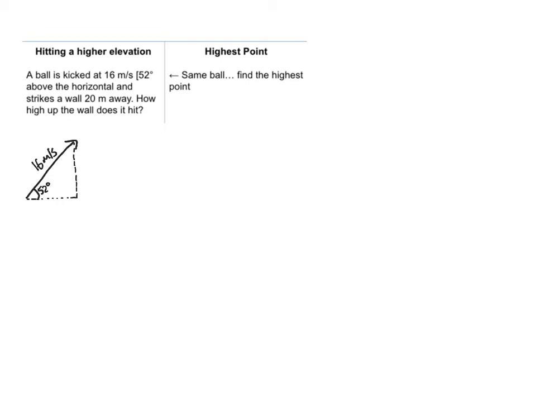So the horizontal component, that's the adjacent side of this triangle, will be 16 cosine 52 degrees, and the vertical component will be 16 sine 52 degrees, since it's the opposite side, and we have the hypotenuse. So let me go ahead and calculate those first.